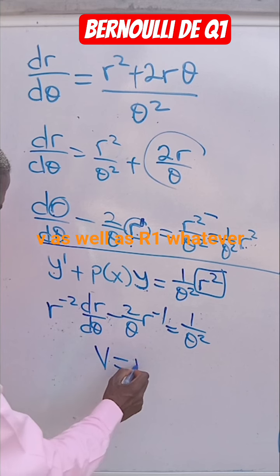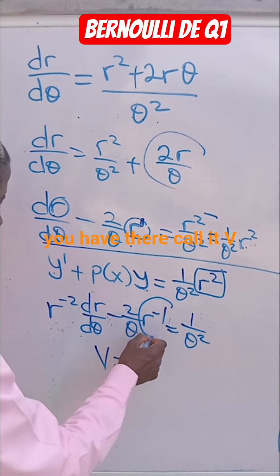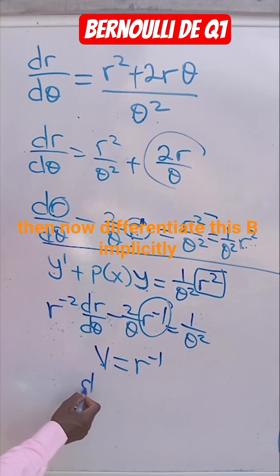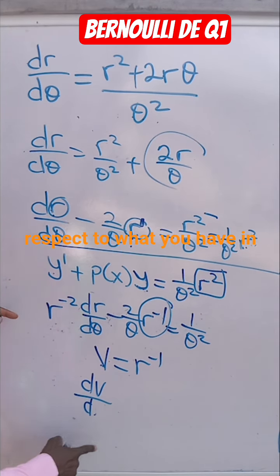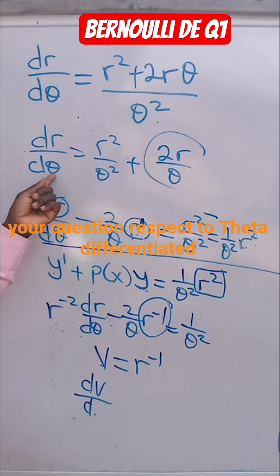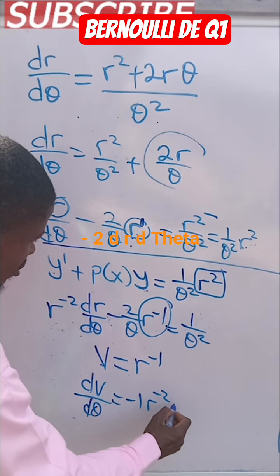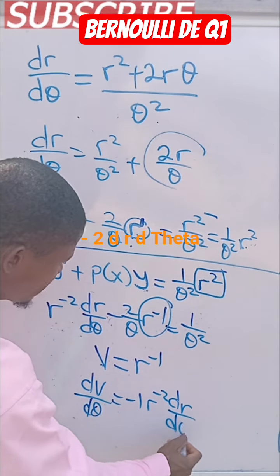Then the next thing to do after dividing by r squared is to make your substitution for v as r to the power 1 minus 2. Whatever you have there, call it v. Then differentiate this v implicitly with respect to theta, what you have in your question. Differentiate it, equal to what? Minus 1 times r to the power minus 2, dr d theta.